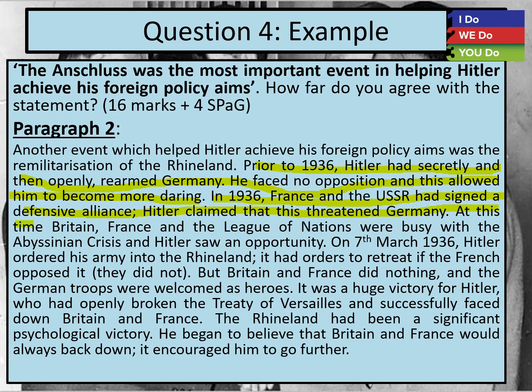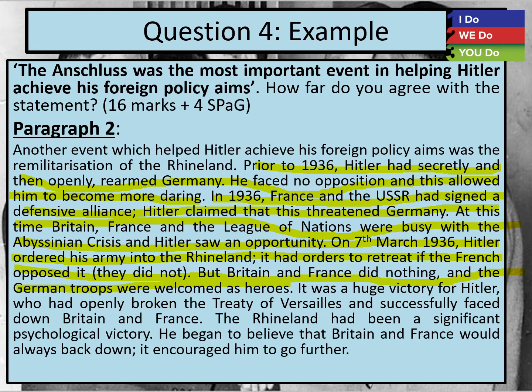At this time, Britain, France and the League of Nations were busy with the Abyssinian crisis, and Hitler saw an opportunity. On the 7th of March 1936, Hitler ordered his army into the Rhineland. It had orders to retreat if the French opposed it. They did not. Britain and France did nothing, and the German troops were welcomed as heroes.